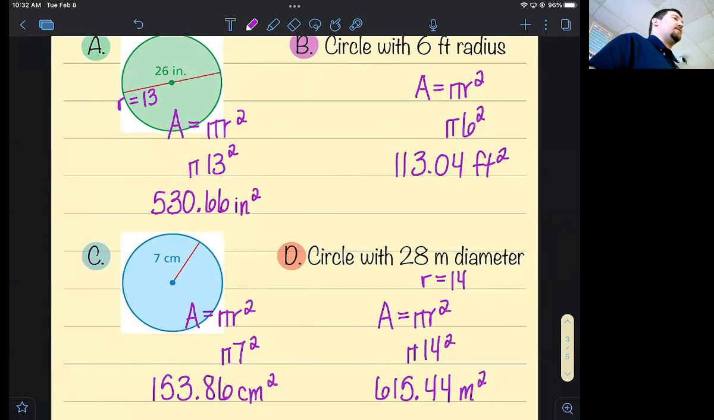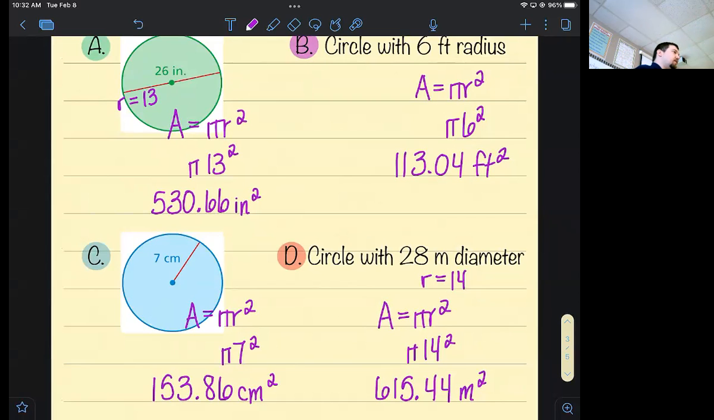Do you guys know how to find the area of a triangle? You've done it before. 1/2 base times, how many numbers do you have to know? 2. You need to know the base and the height, right? So you have to find where the base and the height is.